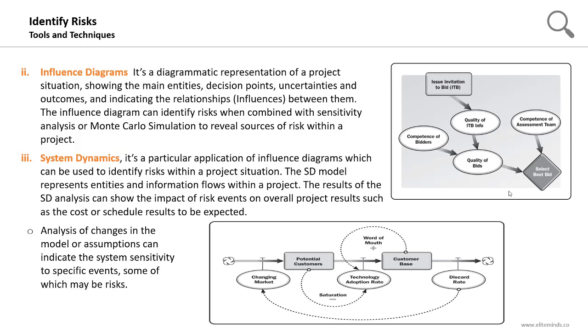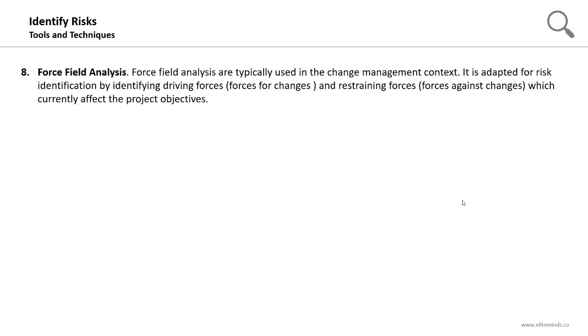Here is an example of the system dynamics. It's similar to the influence diagram. It's used to identify risks within a specific project situation. Force field analysis is another technique that can be used in this process, typically used in the change management context. It's adapted for risk identification by identifying driving forces for changes, and the restraining forces that are forces against changes which currently affect the project objectives.